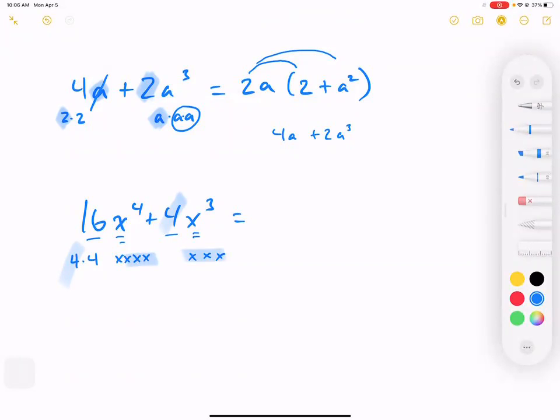So what's left over? If I take out the 4x cubed from everyone, since they have that in common, our greatest common factor, what do we have left? We have a 4 and an x in the front, and nothing in the back, right? We have nothing in the back, so we have to write a plus 1. So that's going to be our placeholder.